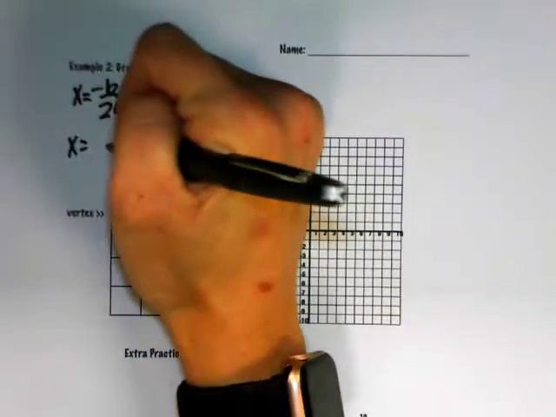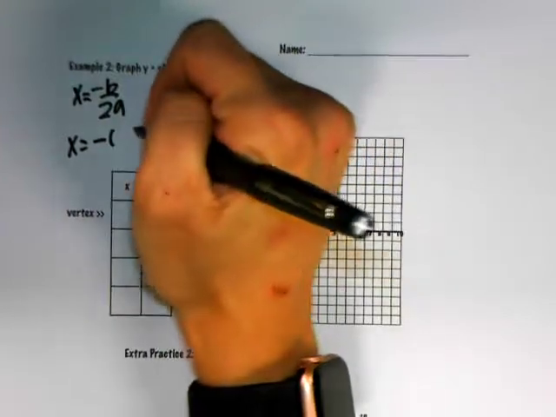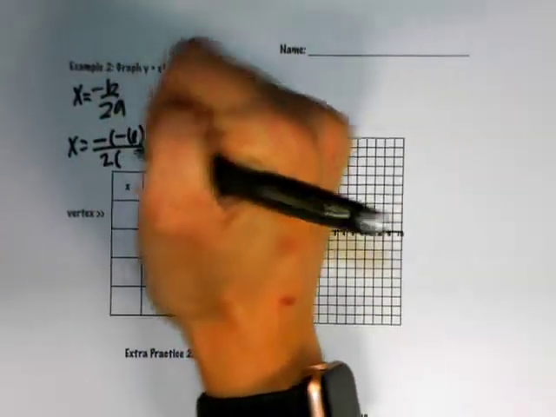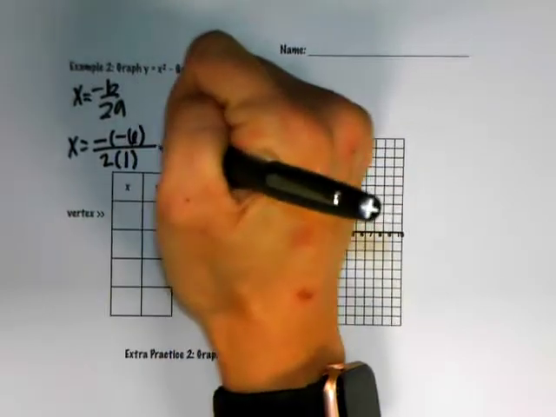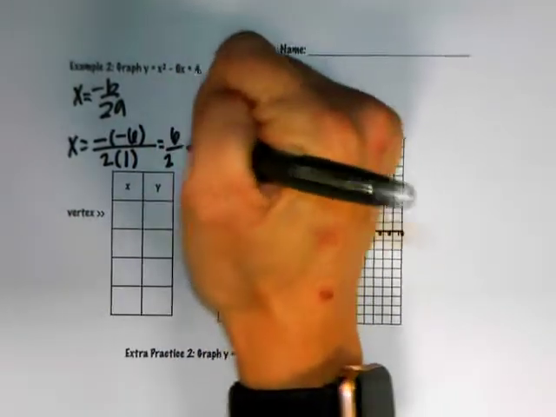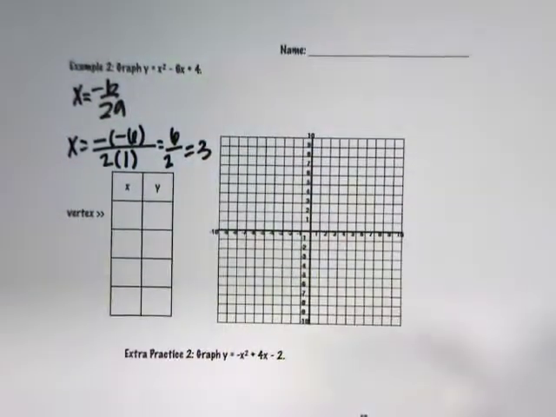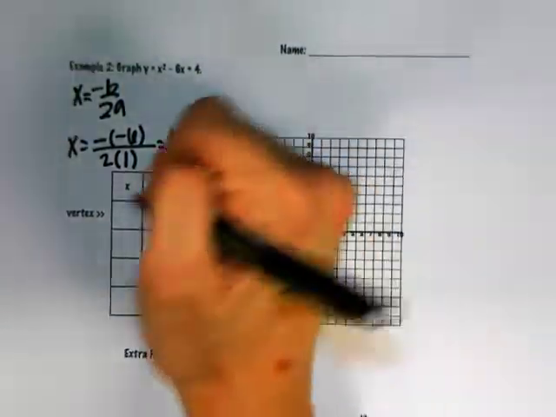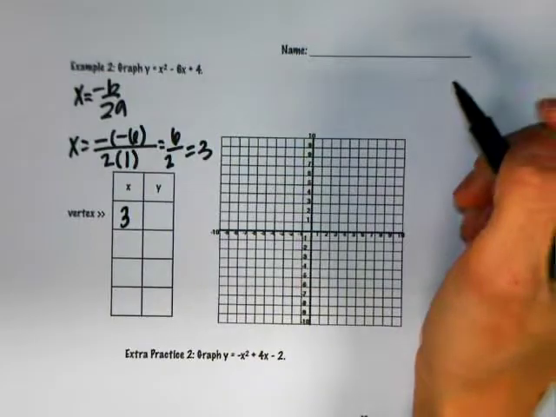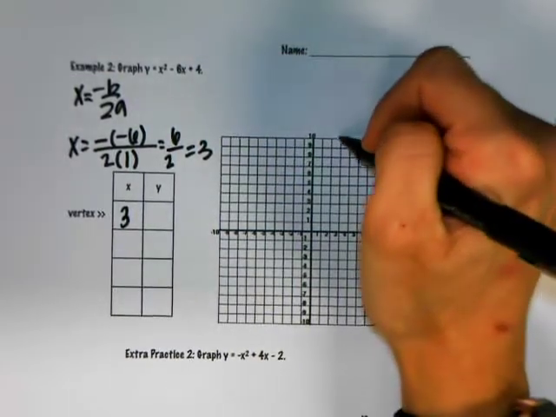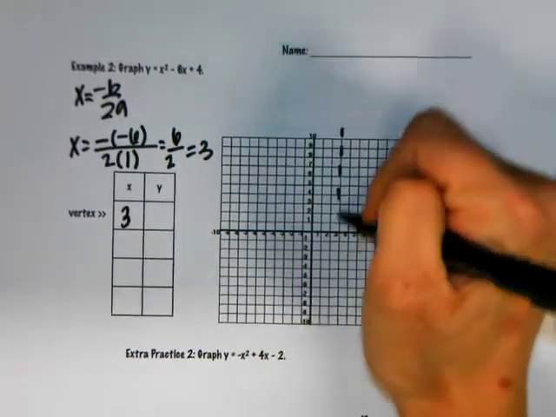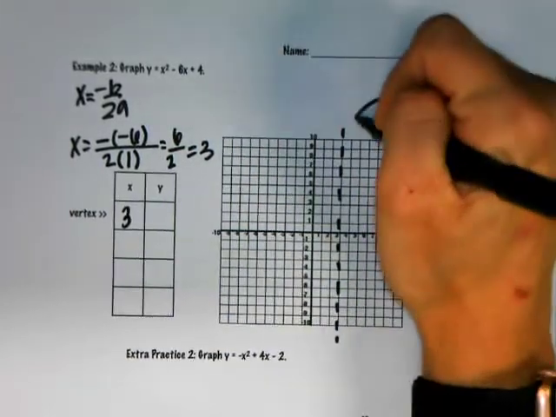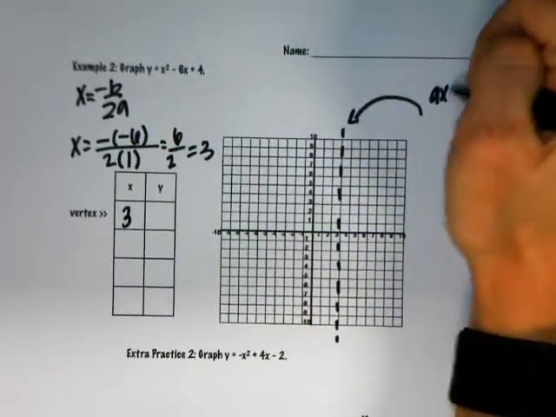All right, so what is B? -6. And then what's A? 1. So that's going to be 6 over 2, which is 3. That means your vertex is going to be at 3 something, and the center of your graph is going to be at x = 3. I like to draw a dashed line so I know where the center is. So this is your axis of symmetry.